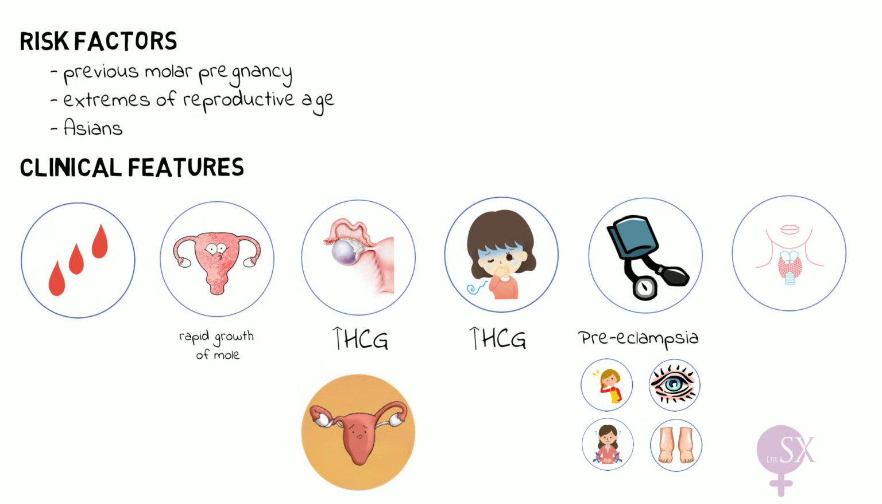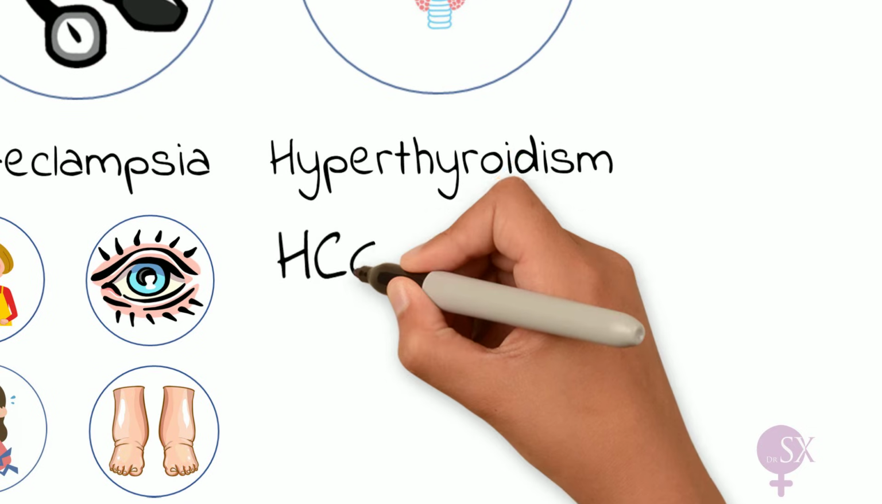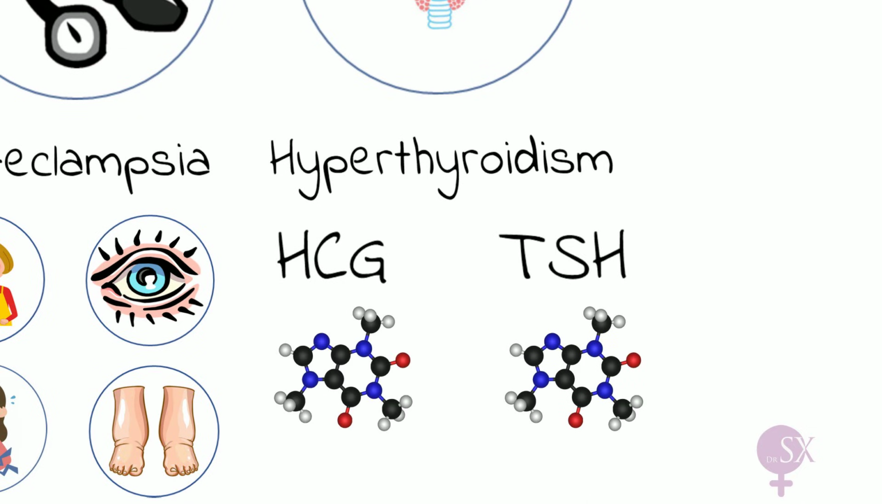Lastly, they can also present with hyperthyroidism. This is because of the similar structures of HCG and TSH. Therefore, the high HCG levels will mimic TSH and drive the body into a hyperthyroid state. So these patients will present with tachycardia, sweating, problems tolerating heat, mild tremors, and other symptoms.